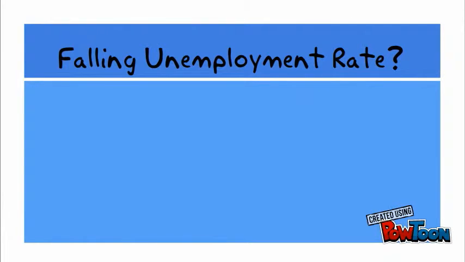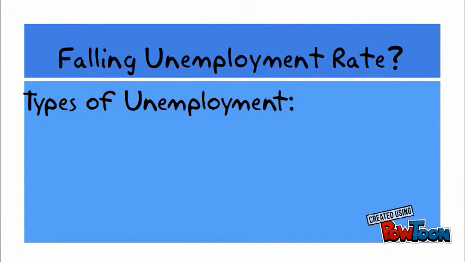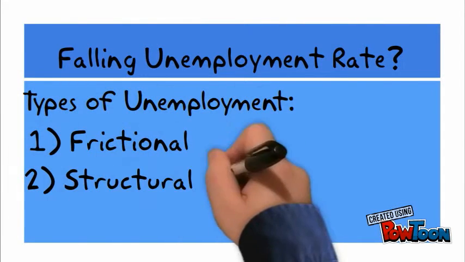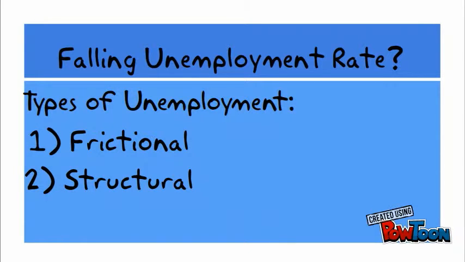The falling unemployment rate was not caused by frictional unemployment, which is the time it takes for someone to move from job to job, and it was not caused by structural unemployment, which is seen when the skills of the workers do not match the skills demanded by the economy, so it must have been caused by some other type of unemployment.